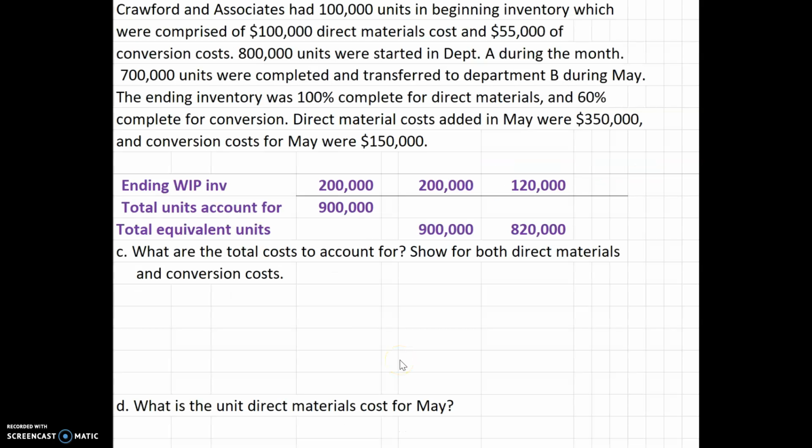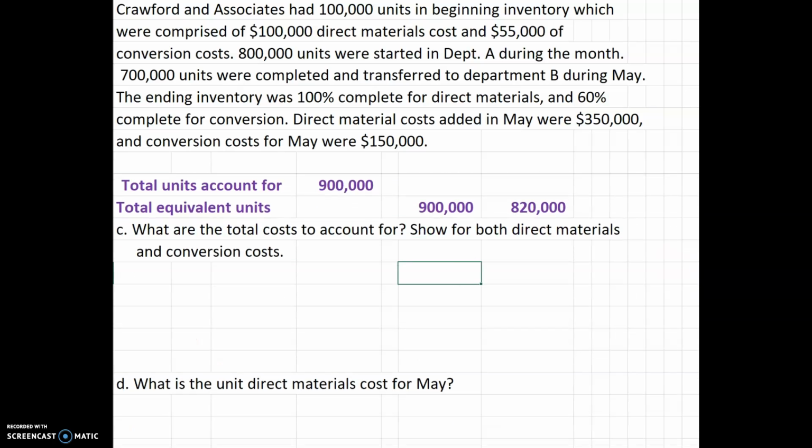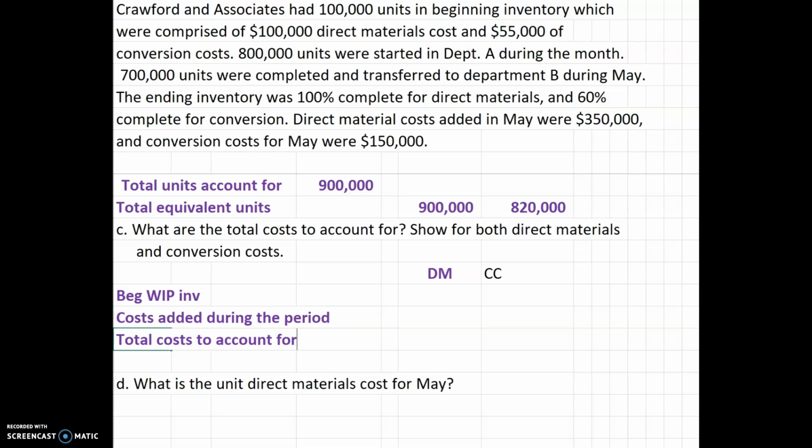So in our example here for Crawford, right, we left off where we calculated the total equivalent units. Now we want to calculate, for direct materials and conversion costs, the total cost to account for. So we've got our beginning work in process inventory, and then we have the costs added during the period. That'll give us our total costs to account for.